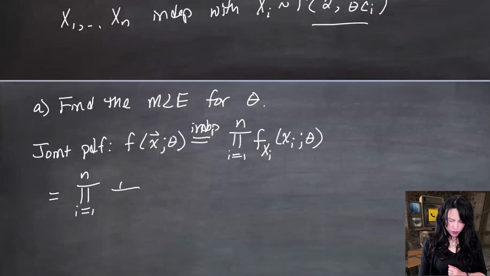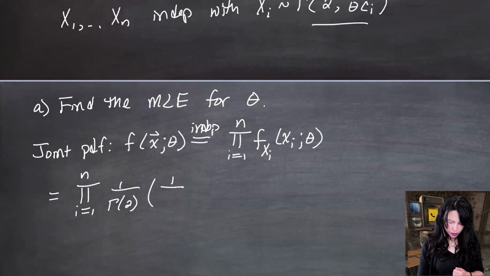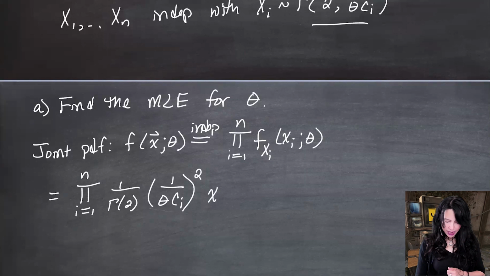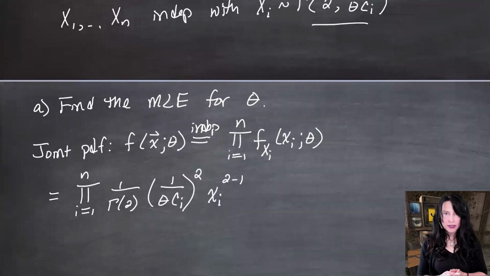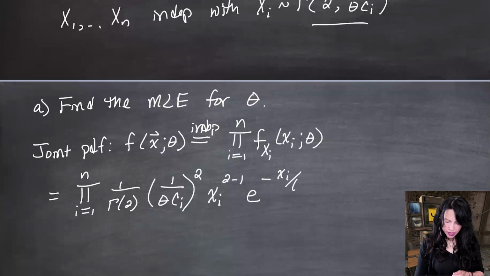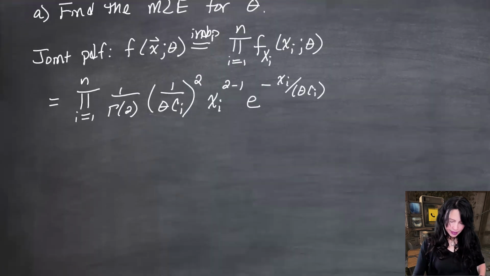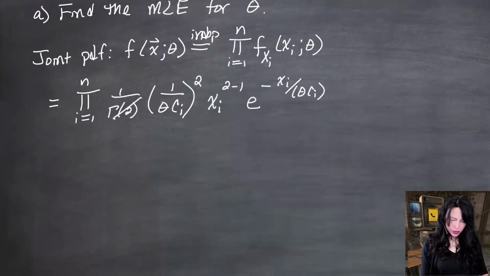So 1 over gamma of 2. Then we have beta to the alpha, which is 1 over theta ci to the 2. Then we have xi to the alpha minus 1, so 2 minus 1. And then e to the minus beta xi, which is going to be xi divided by theta ci. Let's multiply this out. Now gamma of 2 is equal to 1, so that disappears.